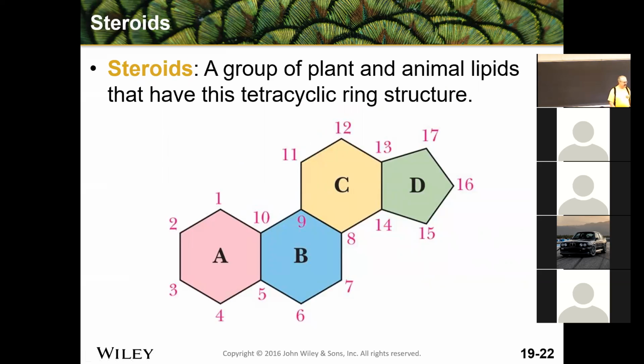Okay, next we'll look at steroids. Steroids consist of a group of plant and animal lipids that have this tetracyclic ring structure. Okay, 3 6-membered rings and a 5-membered ring in this arrangement. These are called the A, B, C, and D rings. These are the location numbers.